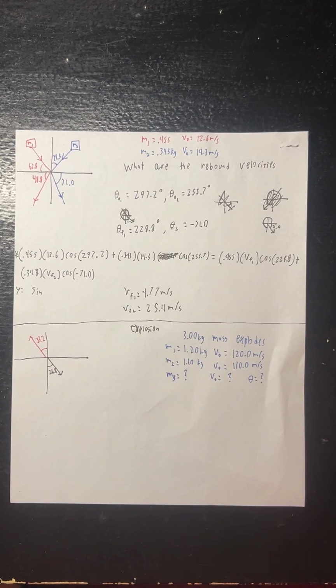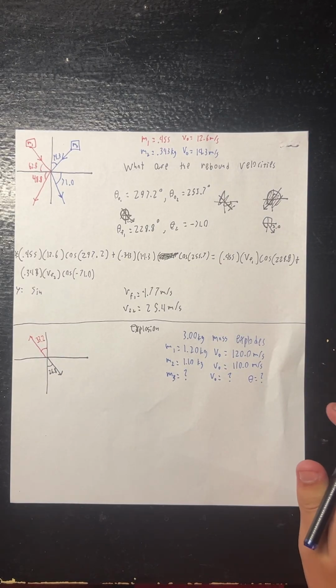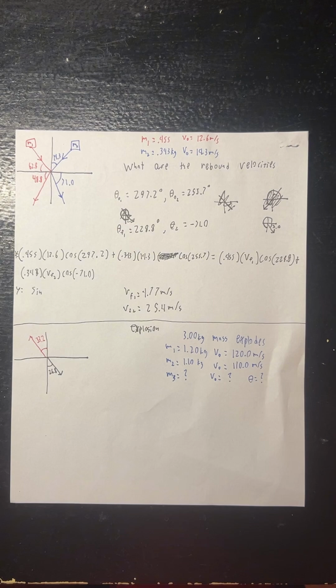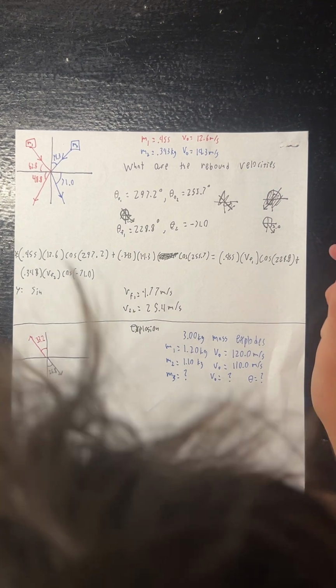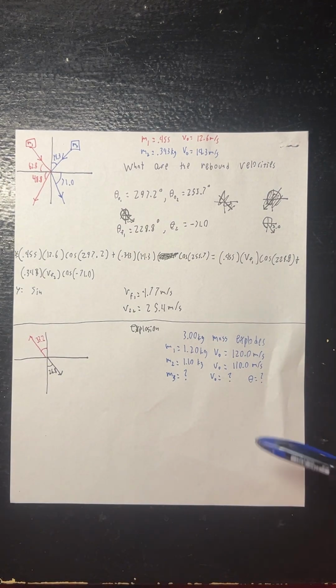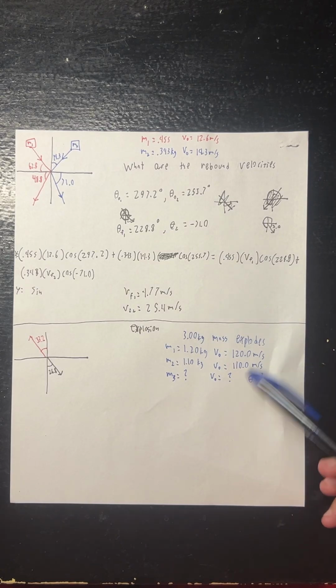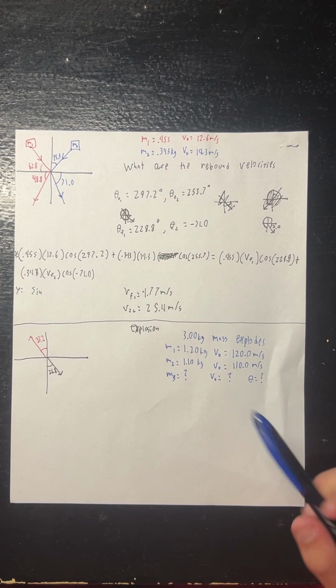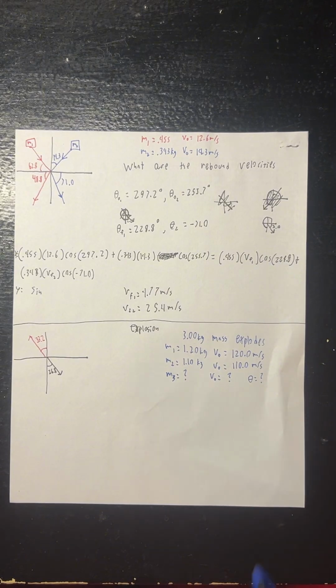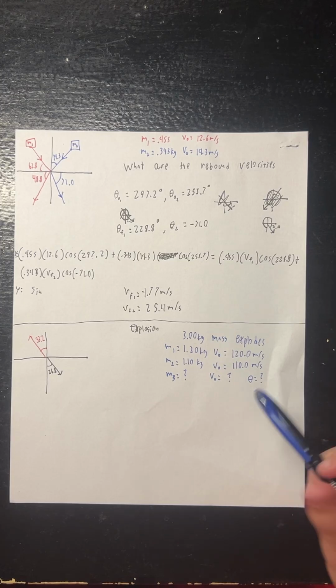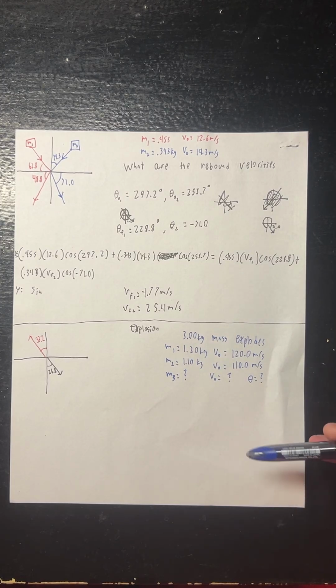Okay, the next question is an explosion. So explosions are honestly easier because there's no rebound and you don't have to think that much for the angles. So pretty much there's a 3 kilogram mass that explodes into 3 fragments. M1 is 1.2 kilograms. That moves 120.0 meters per second. M2, 1.10 kilograms, 110 meters per second. M3, we don't know the mass, we don't know the velocity, we don't know the angle that it explodes at.